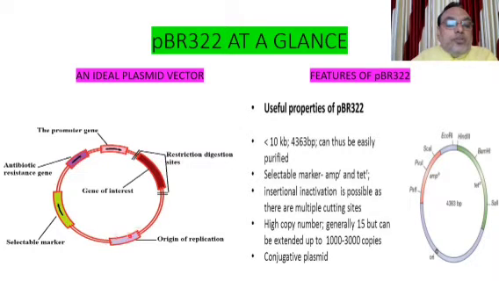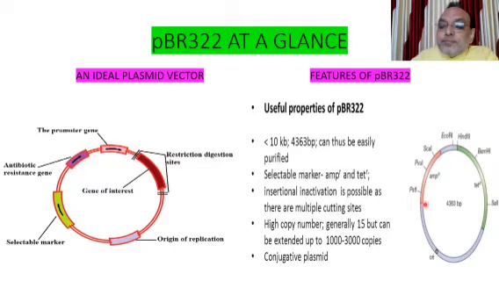And here is the origin site. Here, origin of replication takes place. So these are the basic features that a plasmid should have. Now, we can see how these basic features are reflected in our pBR322.